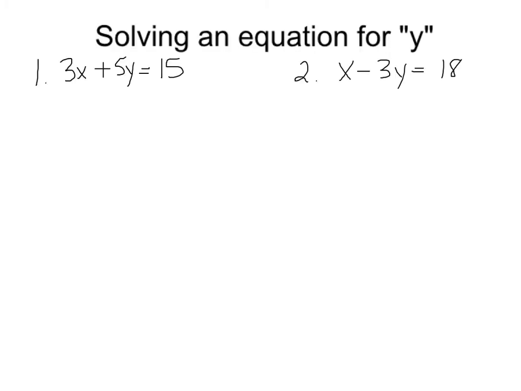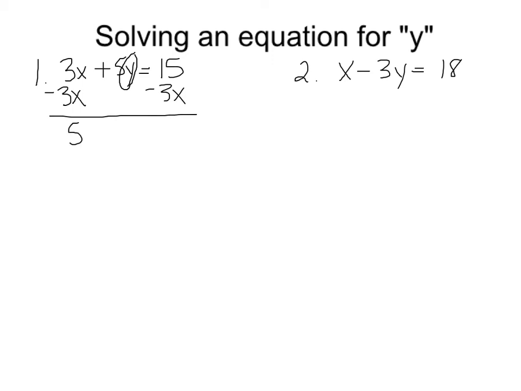Here are two examples where I would like to solve the equation for y. This means putting it into slope-intercept form. So in the first equation, I want to make sure that I get this y all by itself. And to get that all by itself, I have to subtract 3x from both sides. So let's make that our first step.